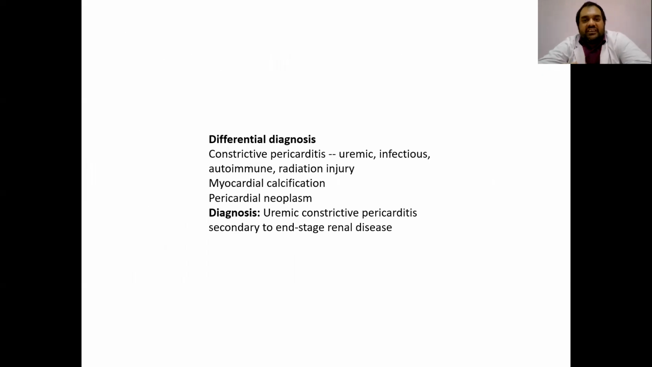Differential diagnosis: constrictive pericarditis, uremic, infectious, autoimmune, radiation injury, myocardial calcification, pericardial neoplasm. Diagnosis: uremic constrictive pericarditis secondary to end-stage renal disease.